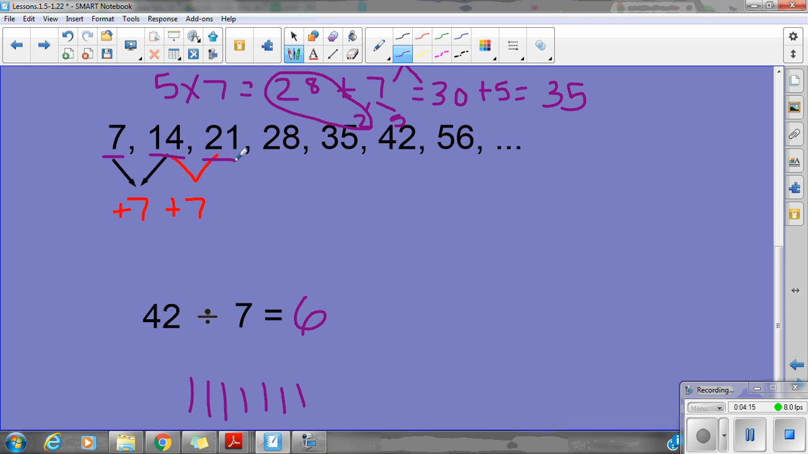And if you did, you would see that you would have to count them 6 times before you got to 42. And by the way, you might want to number it so that you know how many times you've counted. But that is counting by 7 or multiplying by 7 using number bonds, skip counting, and using tally marks.